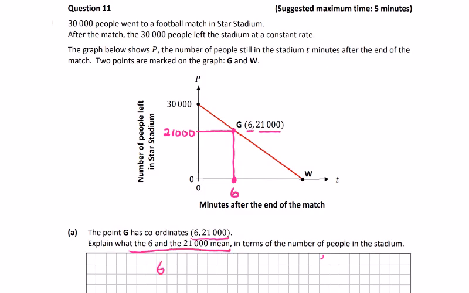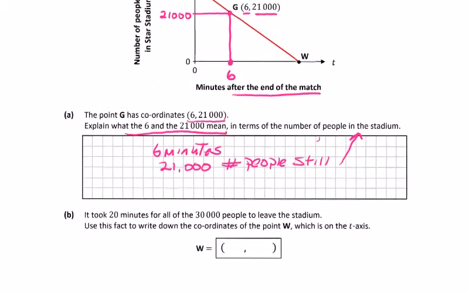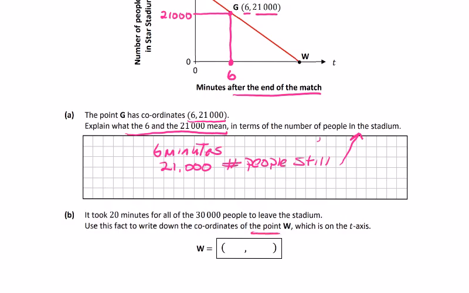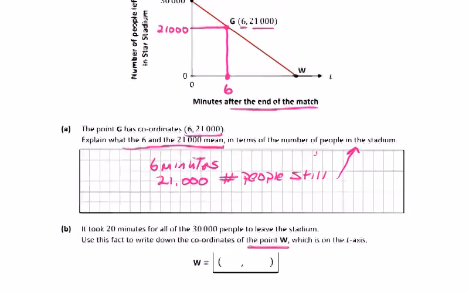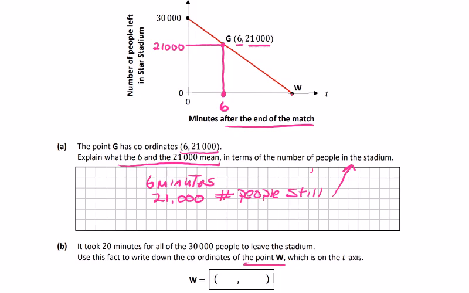Well, 6 is 6 minutes right after the end of the match, and 21,000 is the number of people still left, or the number of fans still left in the stadium, if you want to write that. It took 20 minutes for the crowd to leave, so use this to write down the coordinates of point W, which is on the t-axis. So we have point W, 20 minutes, there are no fans left, so 20, 0.